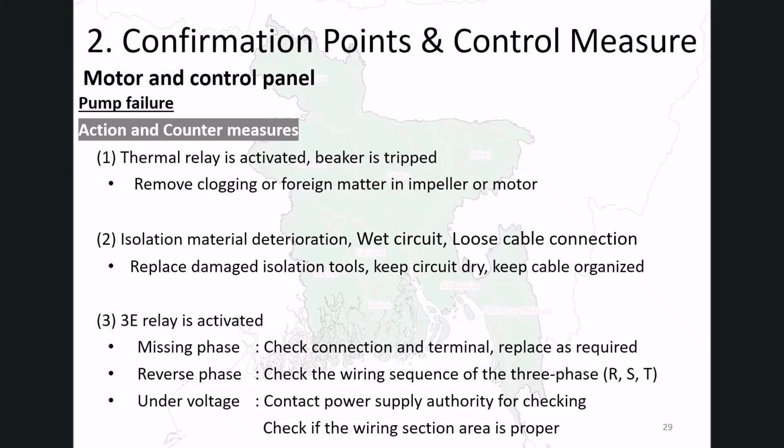When missing phase occurs, check all connections and terminals and replace any faulty components as required. When reverse phase occurs, verify the wiring sequence of the 3-phase power supply, R, S, and T. Then correct if necessary. When undervoltage occurs, contact the Power Supply Authority for inspection and check whether the wiring cross-sectional area is appropriate for the load.